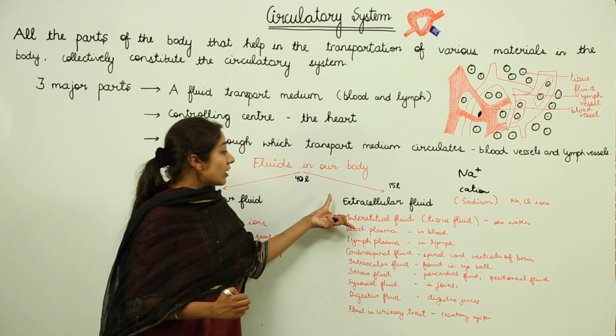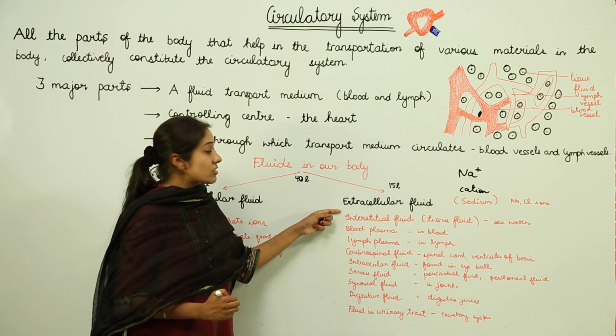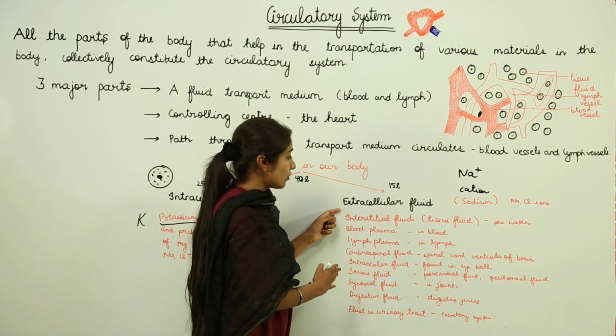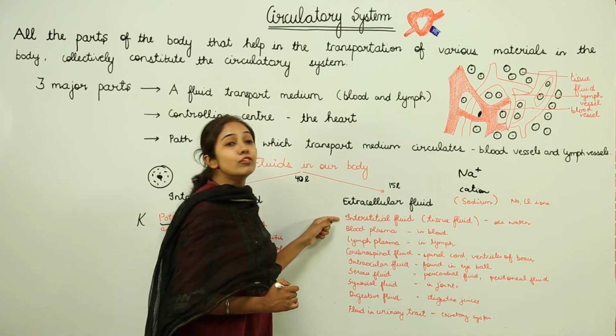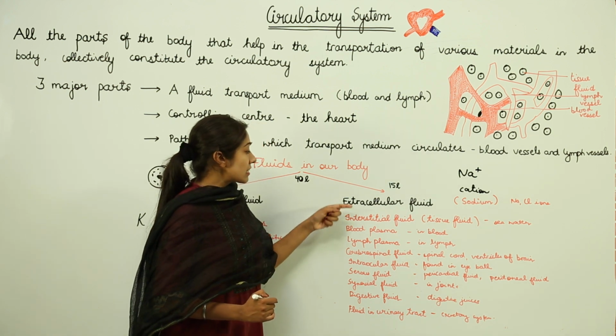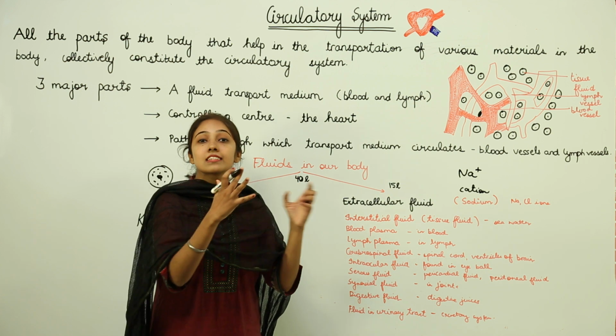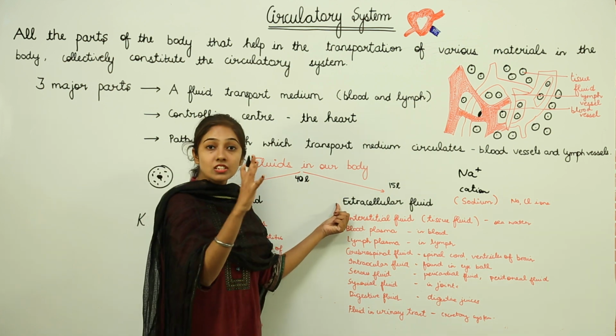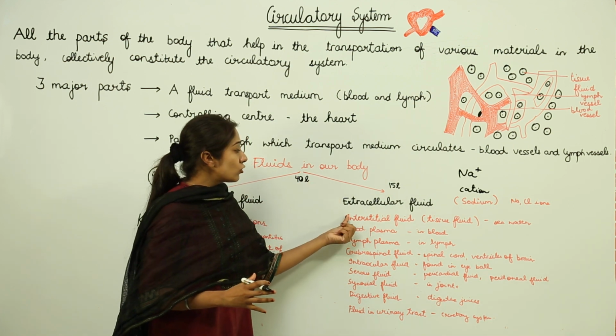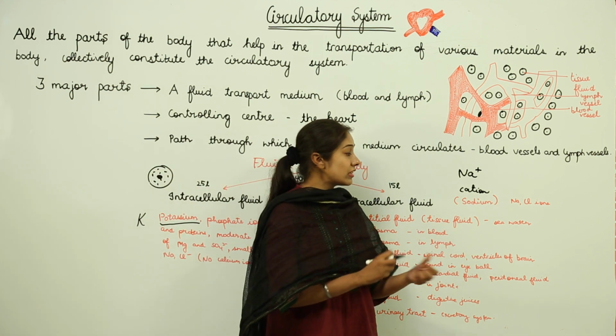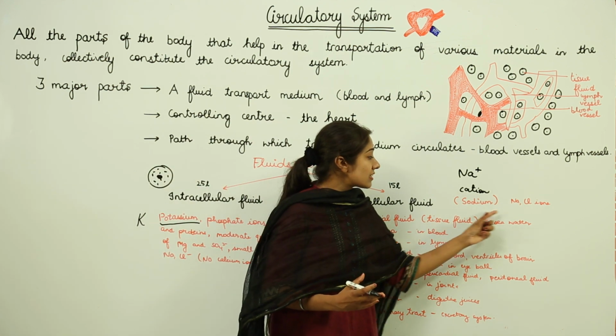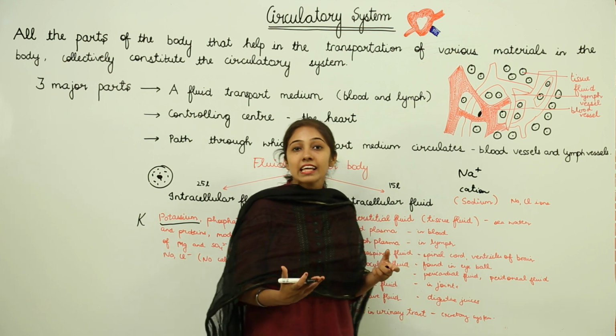Then, what are the types of these extracellular fluids? There are certain examples you can see. We have interstitial fluid. Interstitial fluid is the extracellular fluid, which means it is outside the cell. So, interstitial fluid is a tissue fluid which is within the tissues. It is just like sea water.